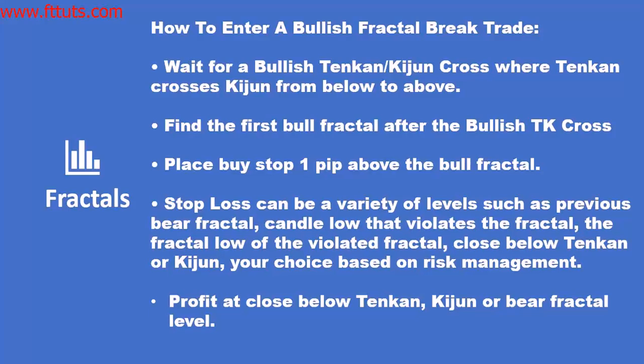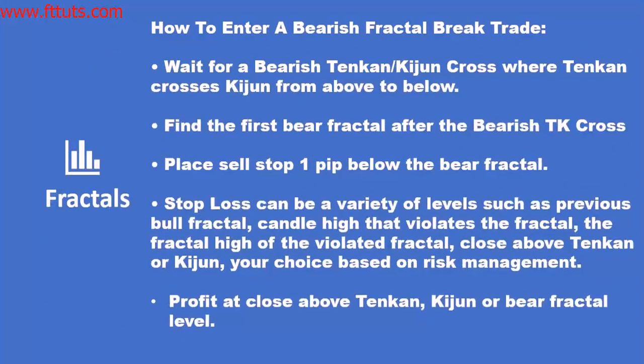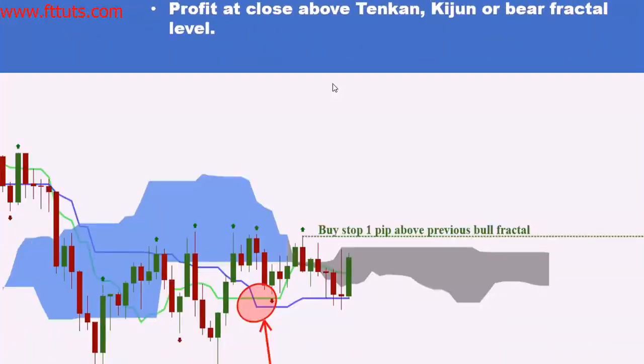Your stop loss can be a variety of levels, such as the previous bear fractal candle low that violates the fractal low of the violated fractal, or a close below Tenkan-sen or Kijun-sen, your choice based on risk management. So take profit at a close below Tenkan-sen, Kijun-sen, or bear fractal levels. So we'll look at that. And then how to enter a bearish fractal trade is just the opposite of the bull fractal, pretty much the same. But the main thing, you just want to wait for the bearish TK crossover to take a bearish fractal break. So let's look at the chart.